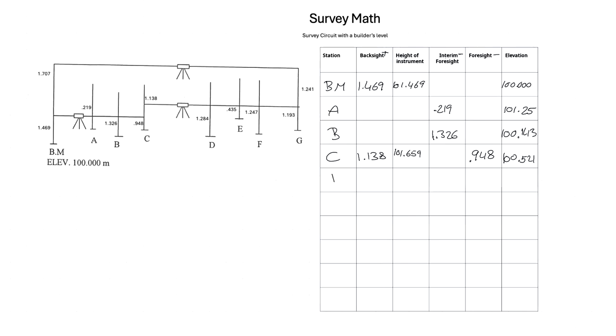We've got D, E, and F, and those are all interim foresights. So let's pop those in here. 1.284. So we take our height of instrument. Remember, it's a new height of instrument because that's where we're looking from, minus our reading to get us the elevations. So 101.659 minus 1.284. It gives us an elevation for D of 100.375.